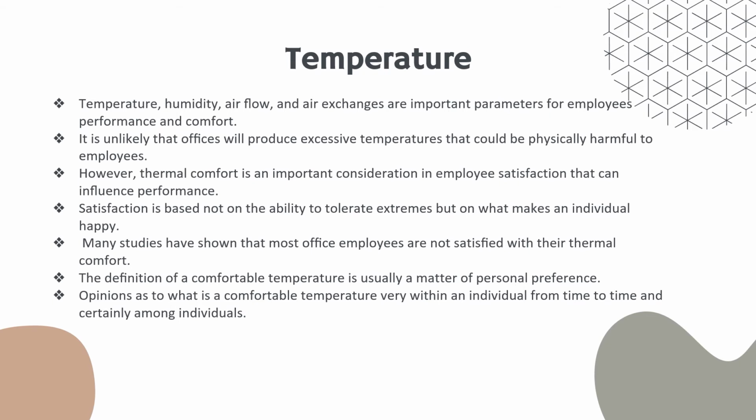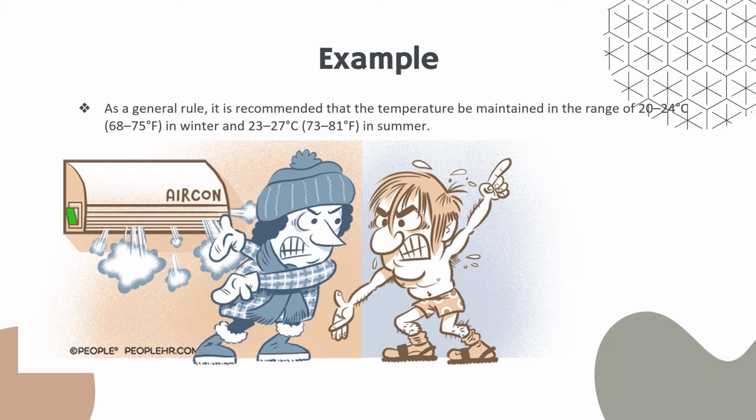Opinions as to what is a comfortable temperature vary within an individual from time to time, and certainly among individuals. For example, as a general rule, it is recommended that the temperature be maintained in the range of 20 to 24 degrees Celsius in winter and 23 to 27 degrees Celsius in summer.